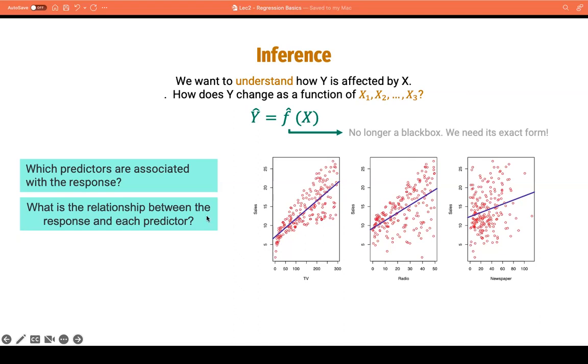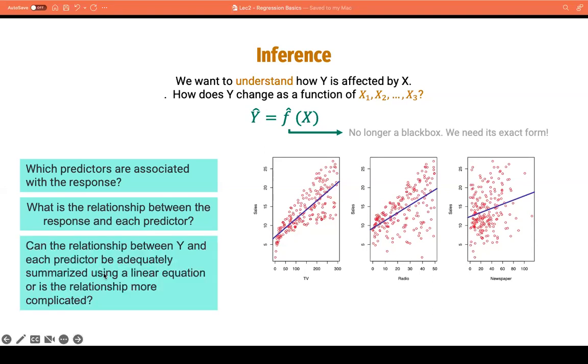So there are some predictors wherein they have a positive relationship with the sales, while others have the opposite relationship. Another question that we could answer is, can the relationship between y and each predictor be adequately summarized using a linear equation, or is the relationship more complicated? For instance, is it safe to assume that the relationship of TV and sales is linear? Can we say the same for radio and newspaper? In the simplest form, it is easy to say that the relationship of two variables is linear. However, in the real world setting, there are some cases wherein the relationship might be more complicated and cannot be captured by a linear model.